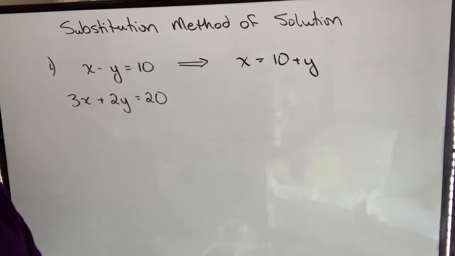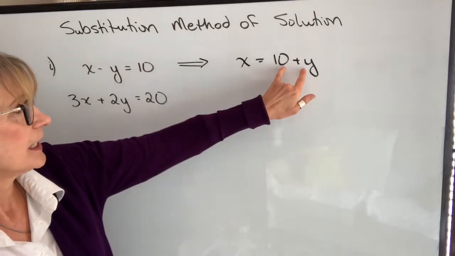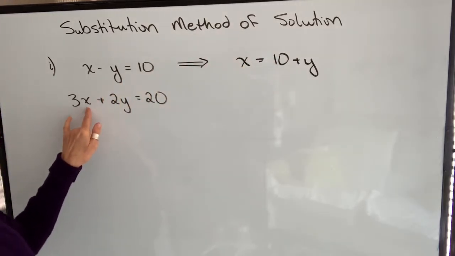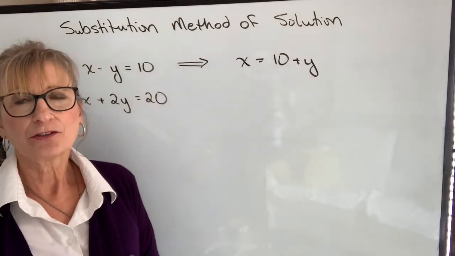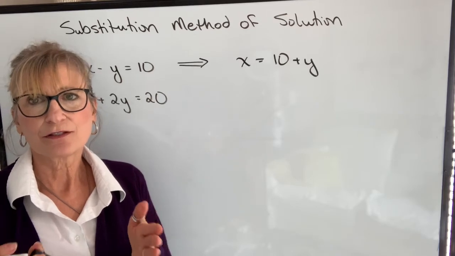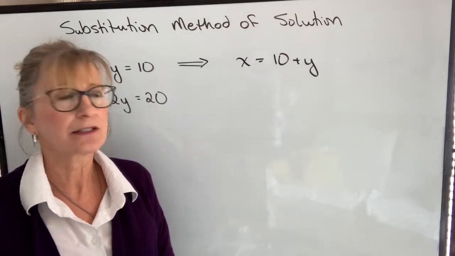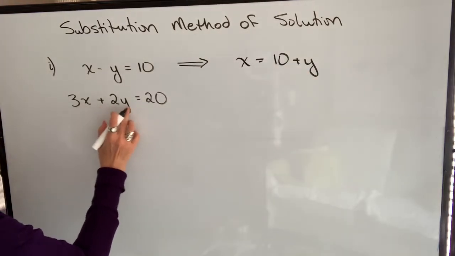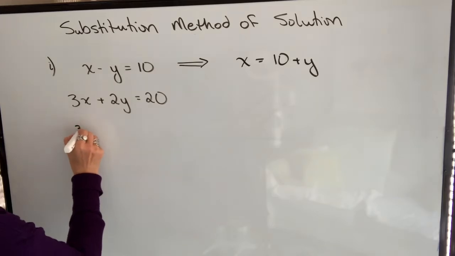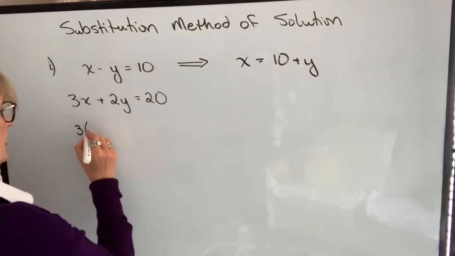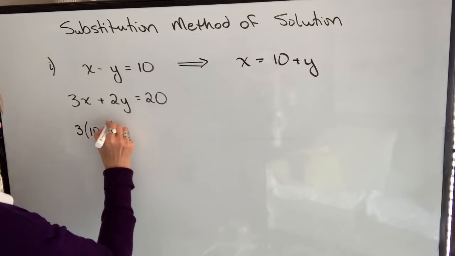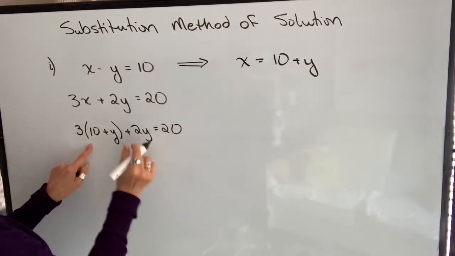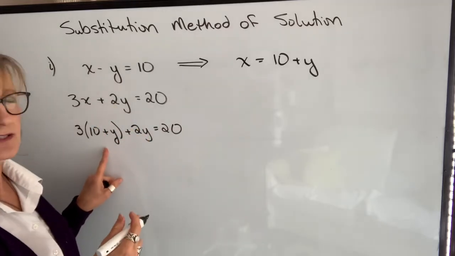Once I have that, I can very easily now substitute that into my other equation, and that way I'll just have an equation with just y's in it. So I do a substitution, I get rid of the x, and I replace it with this expression. So my second equation is 3x plus 2y equals 20. So instead of an x, I substitute 10 plus y. Now I have an equation in which there's just one unknown, and I can solve that.